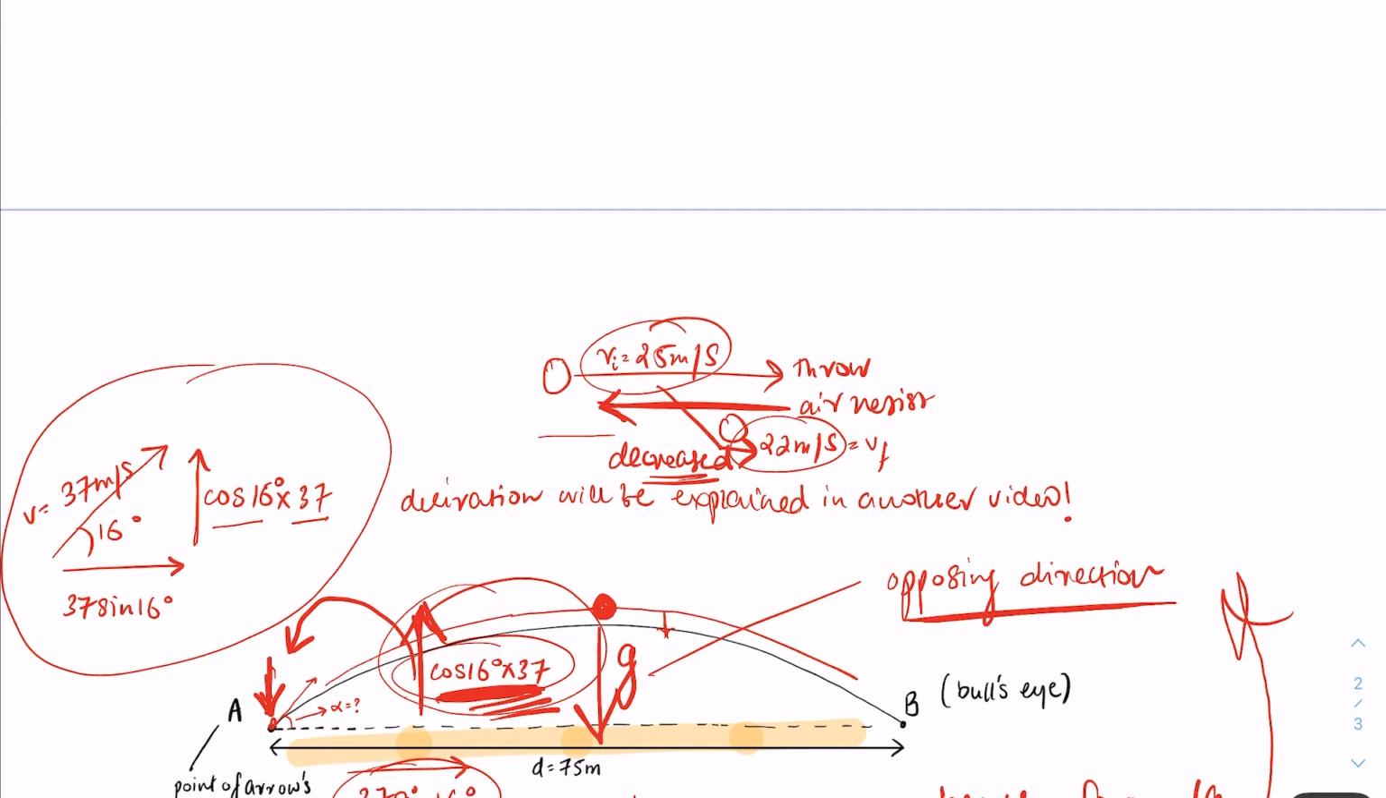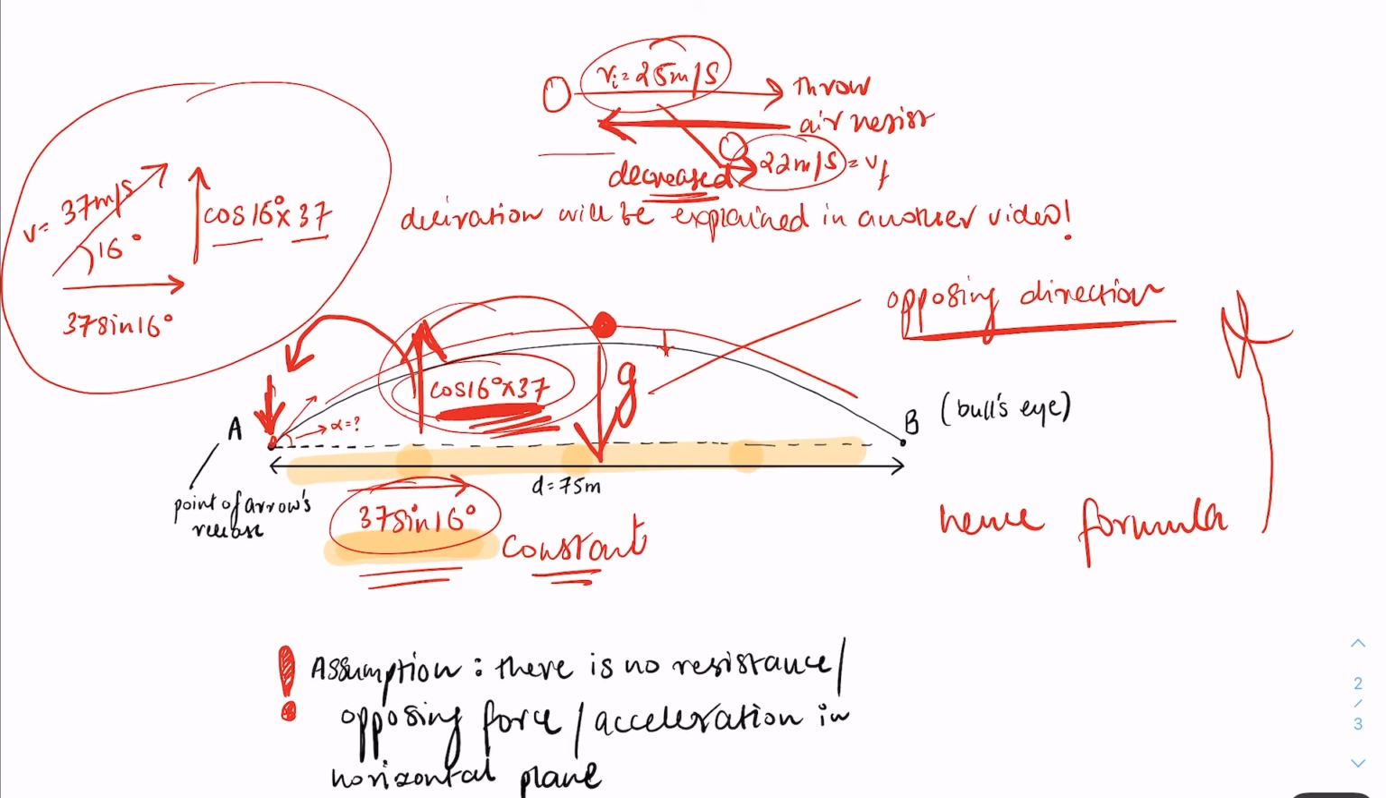And here in this question, we made the assumption, let's write it down, that there is no opposing force or drag or resistance in the horizontal plane. So there is no resistance, opposing force or acceleration in the horizontal plane. This is the second assumption that we made for this question.